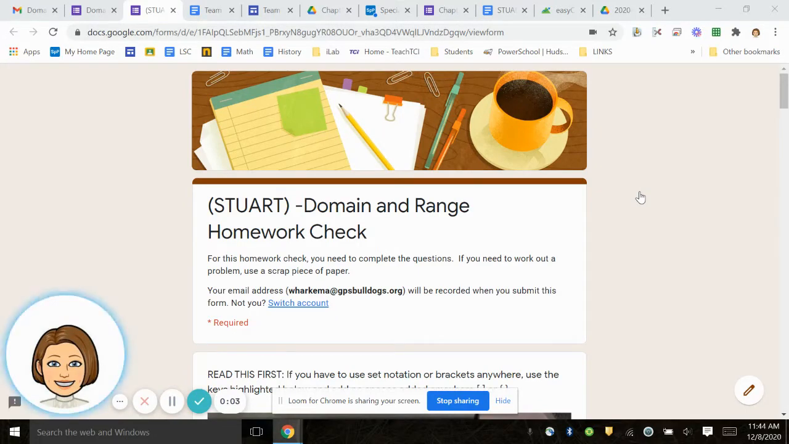This is the domain and range homework check. Just a reminder, have your journal handy as you can refer to it. It's kind of like a cheat sheet.